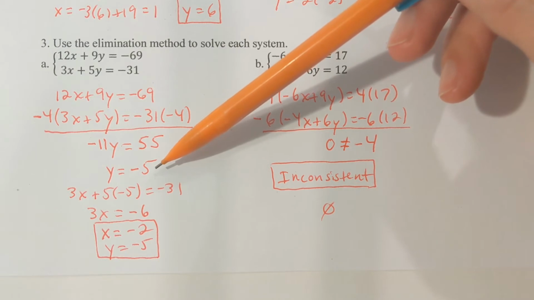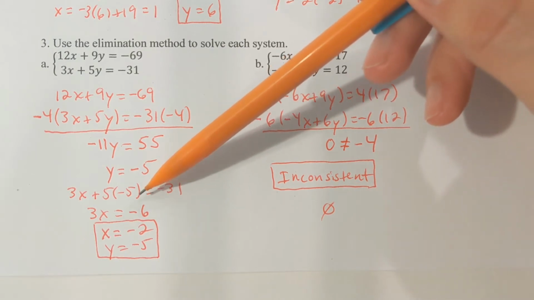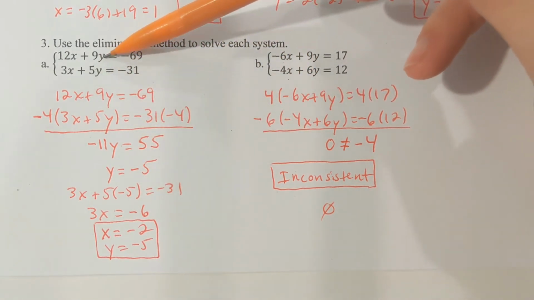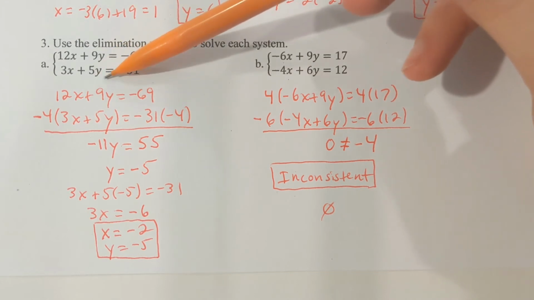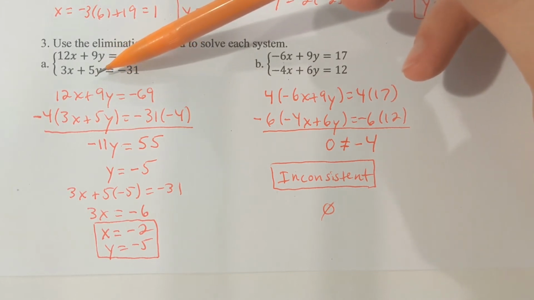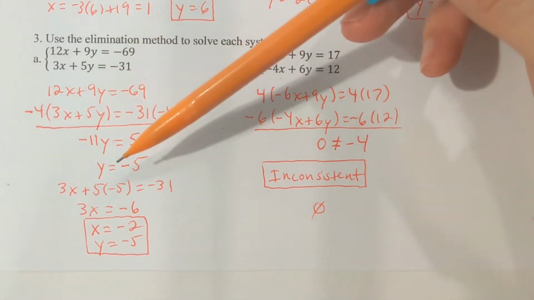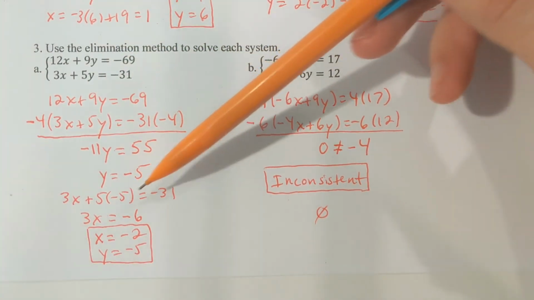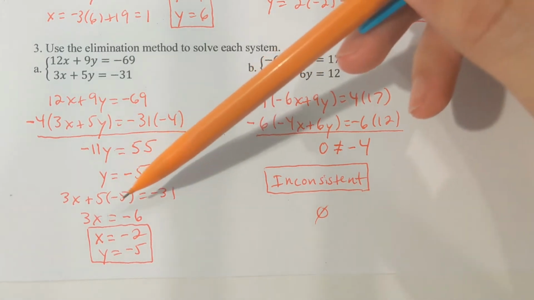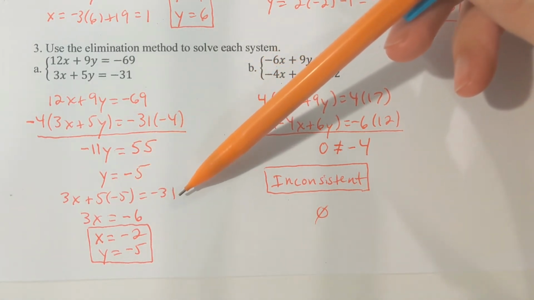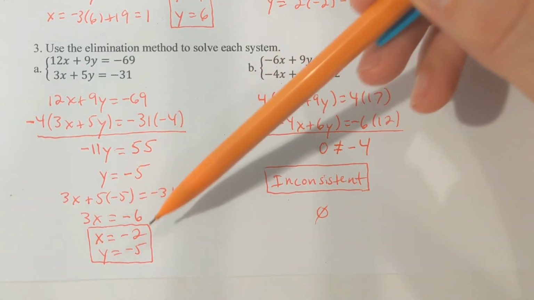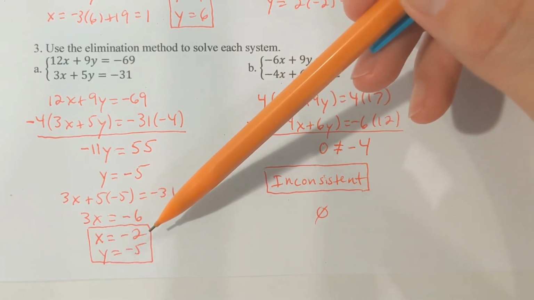Okay, so knowing that y is negative 5 means I can get x by plugging that number into either one of these two equations. It looks like I'm using the bottom equation. Plug in negative 5 there where we see y. 3x minus 25 equals negative 31. If you add 25 to both sides, 3x equals negative 6, divided by 3, it looks like x is negative 2.